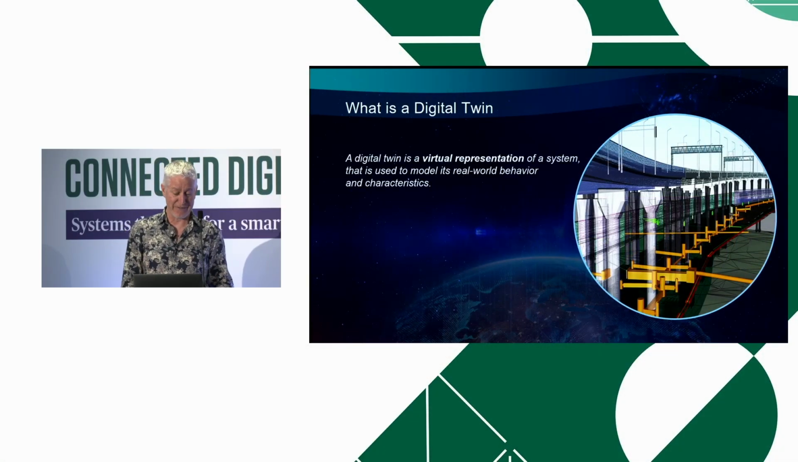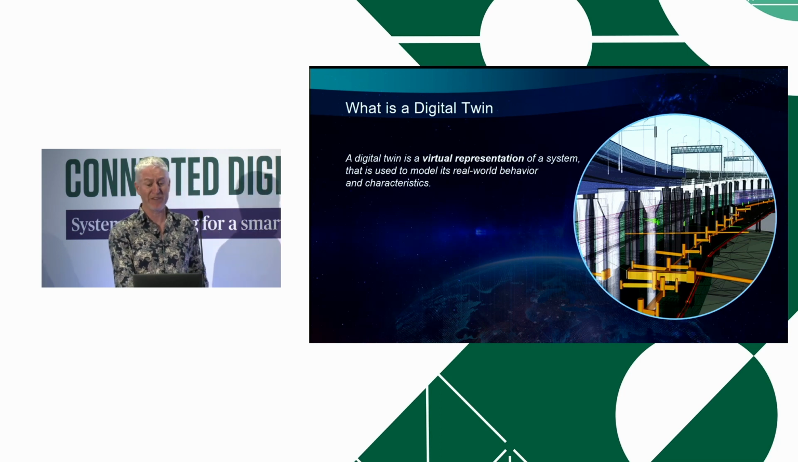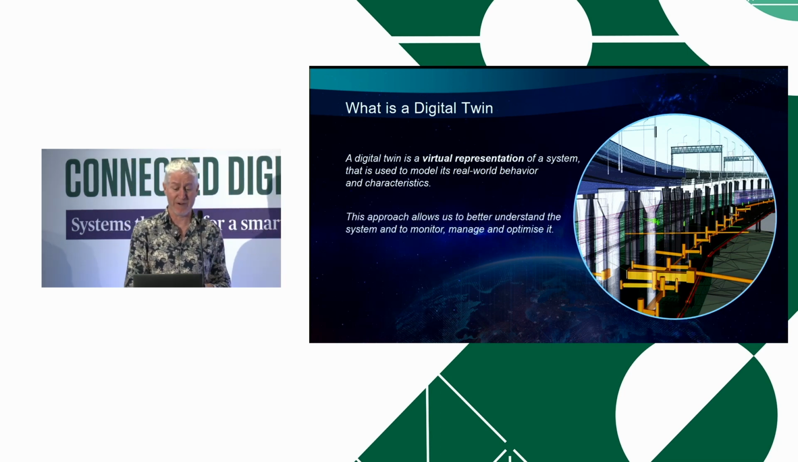And at the start, I know it's the wrong audience to go to the basic definition, but a digital twin is a virtual representation of a system used to model its behavior, and it helps us model, manage, optimize, and so on the system. That is what a digital twin is. It turns out that's also the description of many mapping systems.